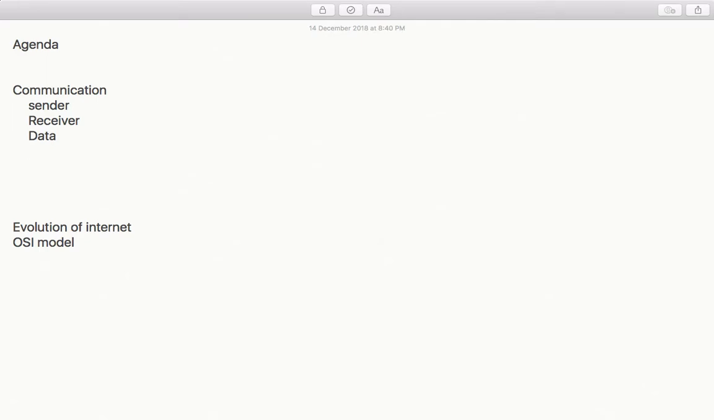So the sender is ready, the receiver is ready, and the data is also ready. What we need is some sort of medium in order to transfer that particular data. That is nothing but your transmission media. It may be a telephone line, a coaxial cable, a twisted pair, or fiber optics, anything you can use.